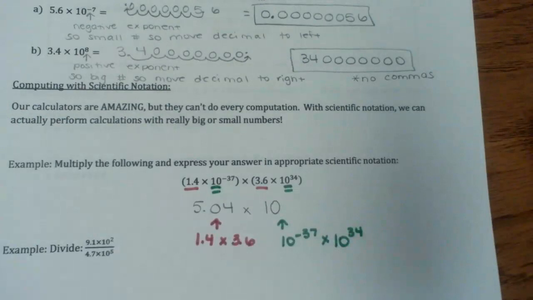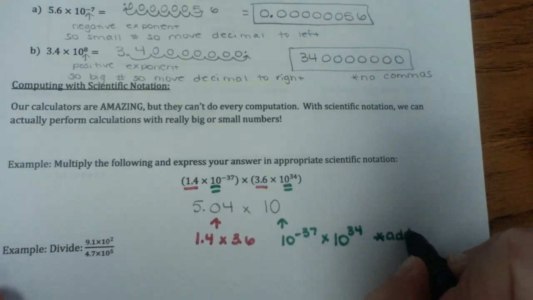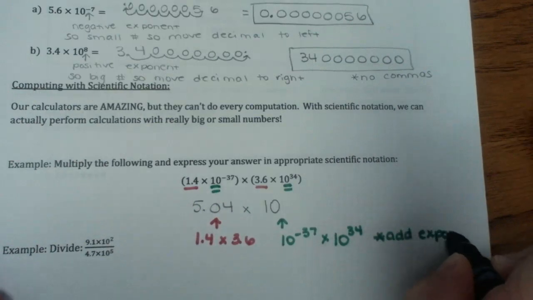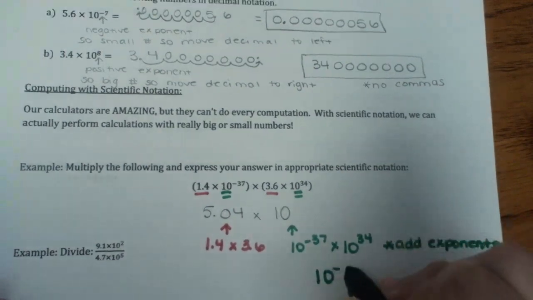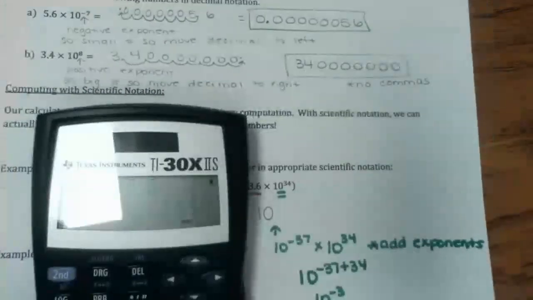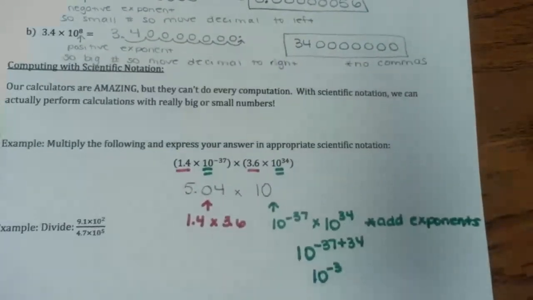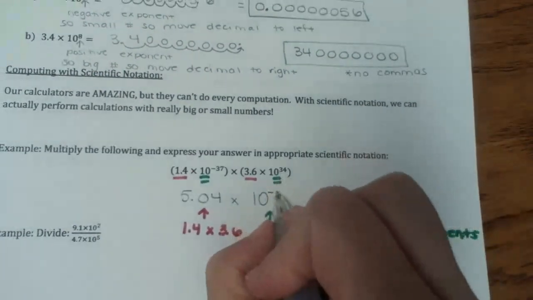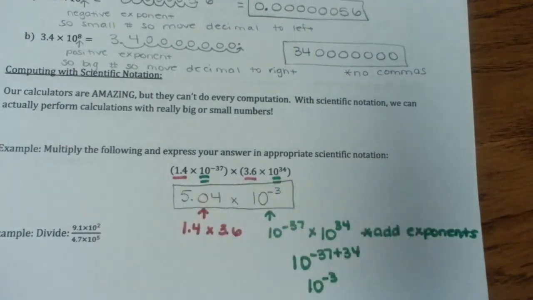These are like terms. We can multiply these like terms together by adding the exponents using the product rule that we just talked about. So both base 10 combine into the same base 10, adding our exponents, negative 37 plus 34, which would give us negative 3. So 10 to the negative third power. Done. So 5.04 times 10 to the negative 3.